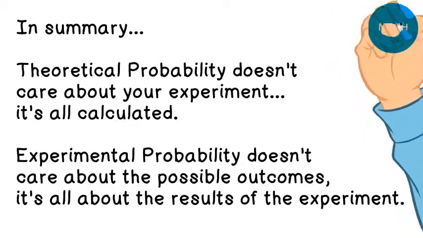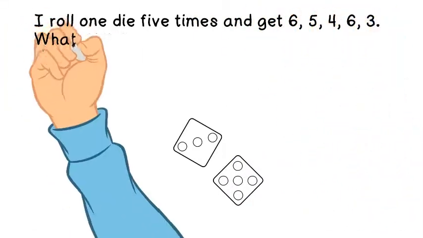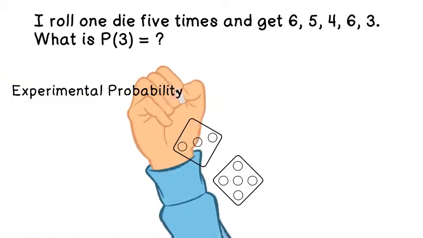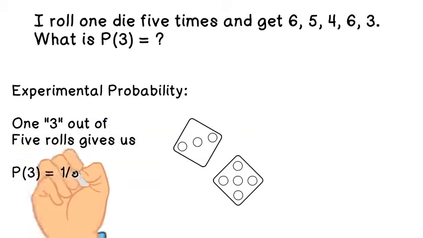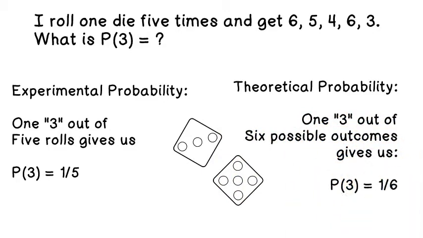Let's do one more example. If I roll one die 5 times and get 6, 5, 4, 6, and 3, what is the probability I get a 3? Well, the experimental probability of getting a 3 is I got one 3 out of 5 rolls, so the probability of getting a 3 is 1 out of 5. However, the theoretical probability of getting a 3 is there's one 3 out of 6 possible outcomes, which gives us 1 out of 6.